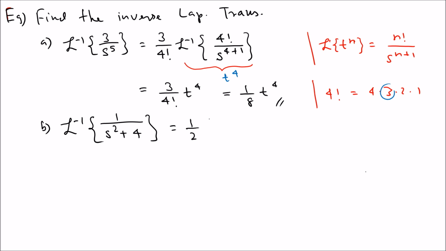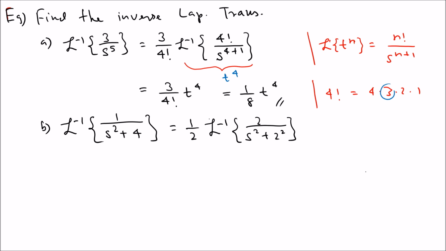So we can multiply and divide. So we can write 1/2, then L inverse of 2 over s squared plus 2 squared. We can write it like that. And then you can see that once you write it like that, this is easy because we know this one.